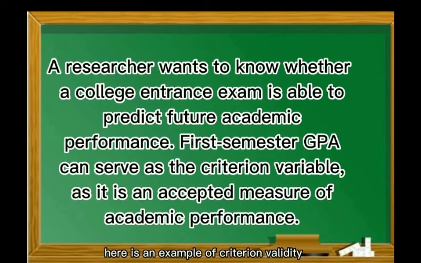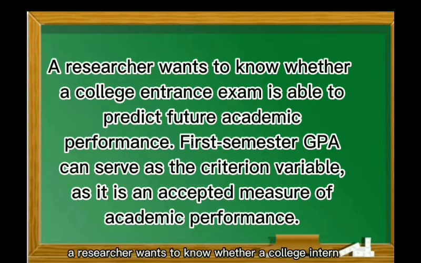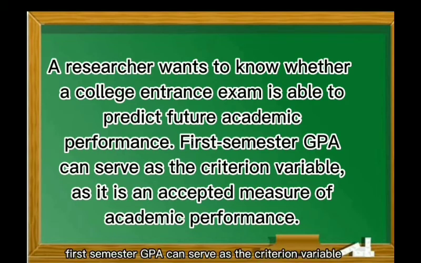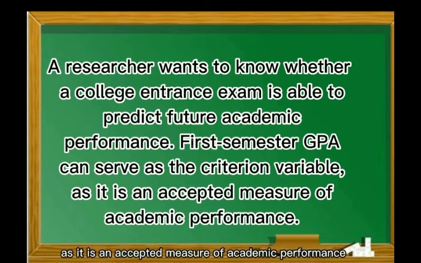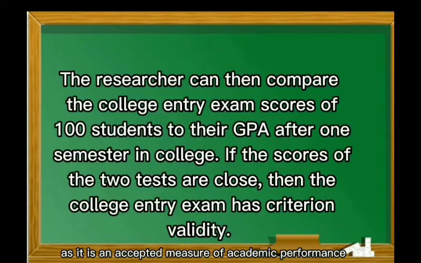Here is an example of criterion validity. A researcher wants to know whether a college entrance exam is able to predict future academic performance. First semester GPA can serve as the criterion variable as it is an accepted measure of academic performance.